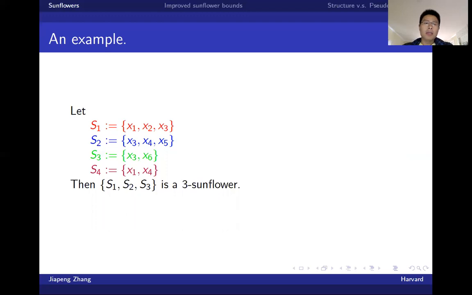However, S1, S2, S4 is not a sunflower. Why? Because the common intersection of these three sets is the empty set. However, if you take any two, so for example S1 and S2, then the intersection of S1 and S2 is X3, which is not equal to the empty set. Therefore, it is not a sunflower. Okay, so this is a simple example.